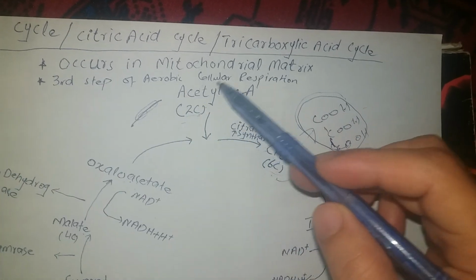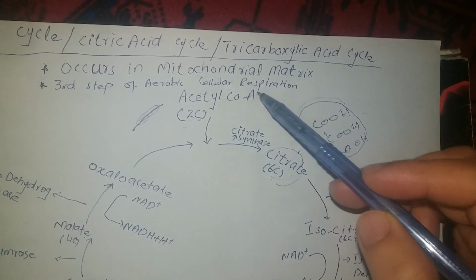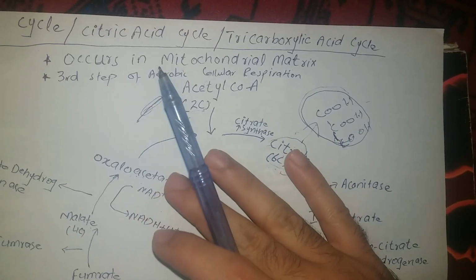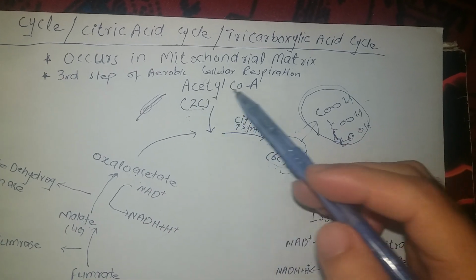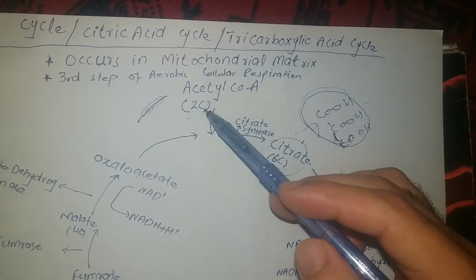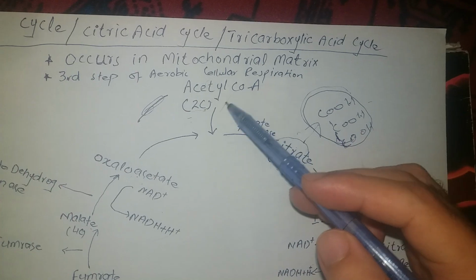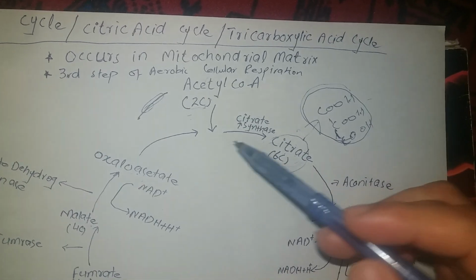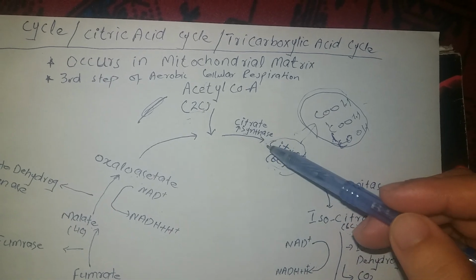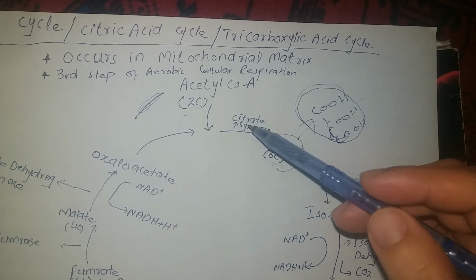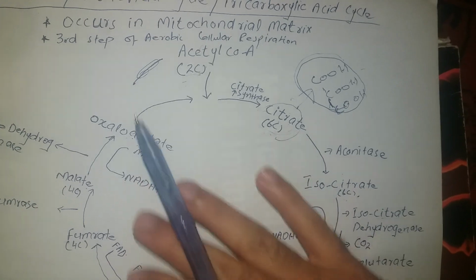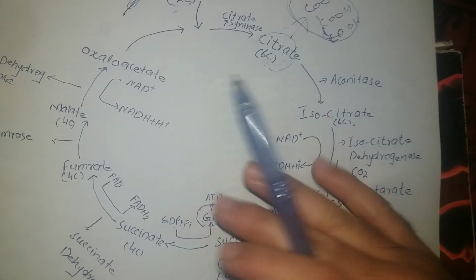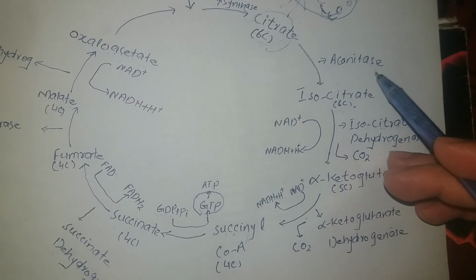It is the third step of aerobic cellular respiration. It occurs after decarboxylation of pyruvate. Due to decarboxylation, acetyl-CoA is formed, which is a 2-carbon compound. It will combine with oxaloacetate, which is a 4-carbon compound, to form a 6-carbon compound, citrate, with the help of enzyme citrate synthase. In the next step, citrate is converted into isocitrate by aconitase.